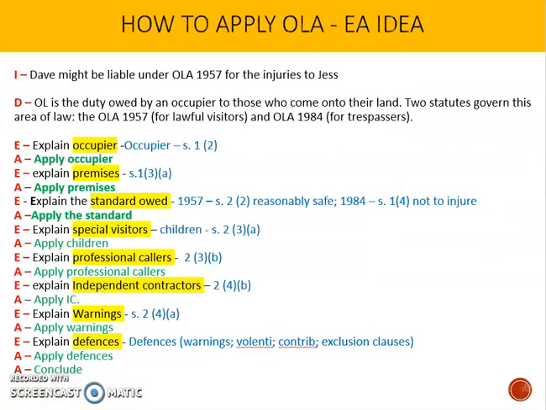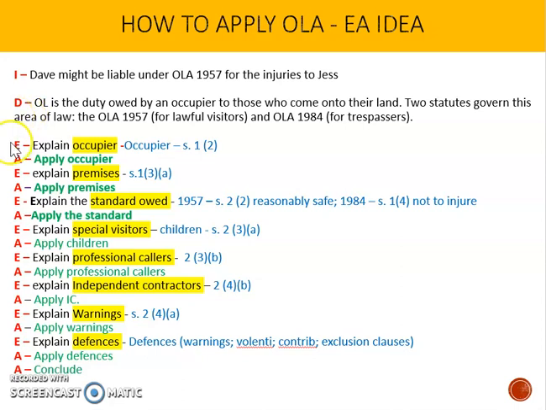On this slide then, I've got how you would apply occupiers' liability using the EA IDEA structure. And I'm calling it EA because what you're going to see is EA throughout it. So when you're using this structure, you start off the same as you do for a standard IDEA. You identify your defendant and what they might be liable for. So Dave might be liable under OLA for the injuries to Jess. You define the tort or the area that you're applying. So occupiers' liability is the duty owed by an occupier to those who come onto their land, 1957 for lawful visitors, 1984 for trespassers. So it starts off the same.